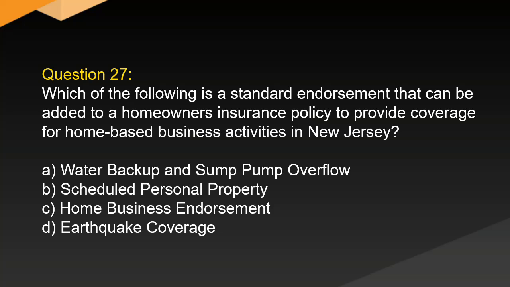Question 27. Which of the following is a standard endorsement that can be added to a homeowner's insurance policy to provide coverage for home-based business activities in New Jersey? A. Water backup and sump pump overflow. B. Scheduled personal property. C. Home business endorsement. D. Earthquake coverage.